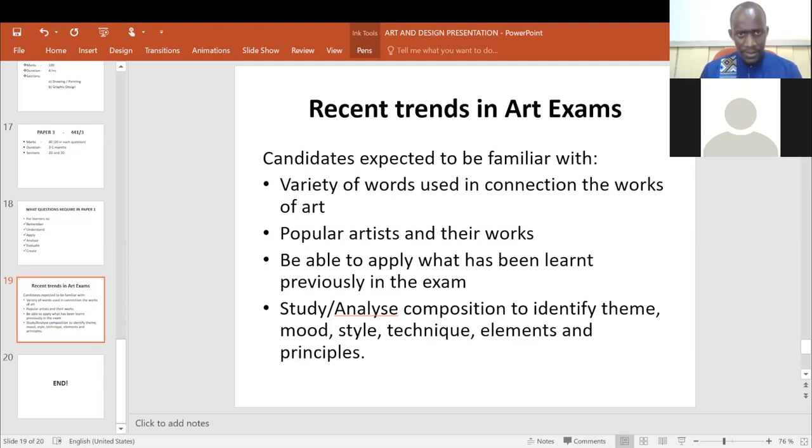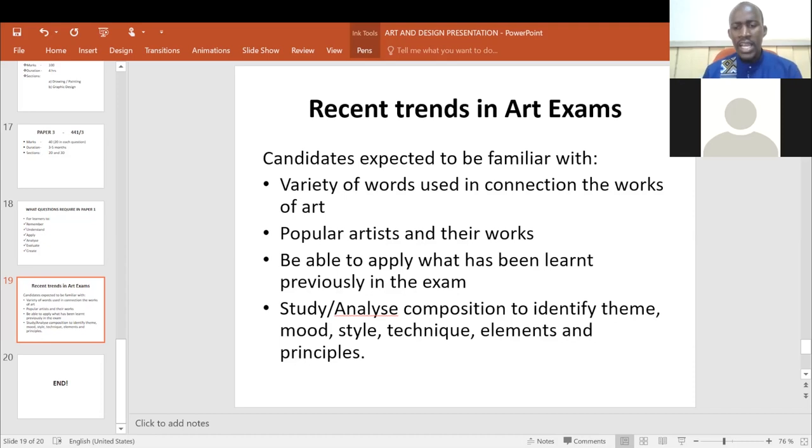For instance, in the recent times, the questions have come in form of photographs, pictures, and drawings. My last point on the slide: the candidates are required to study and analyze the composition to, one, identify the theme of that particular composition. If you look at the exams, the K.C.S.E.